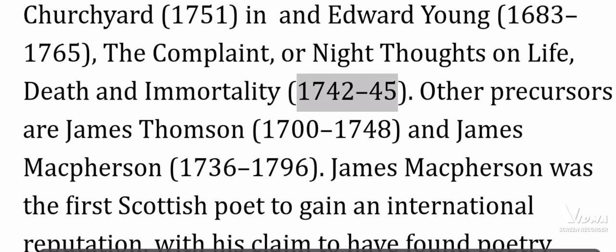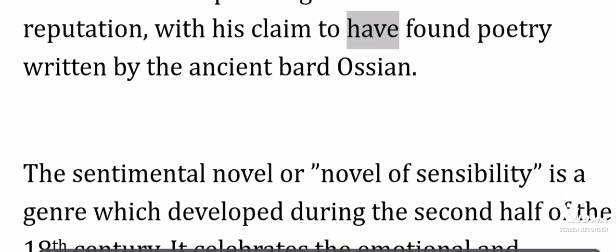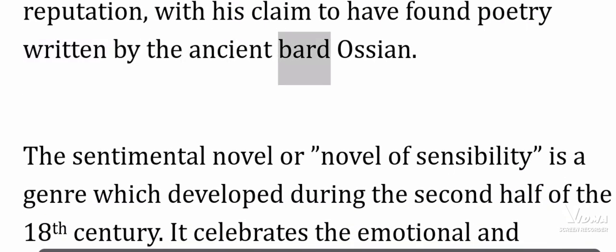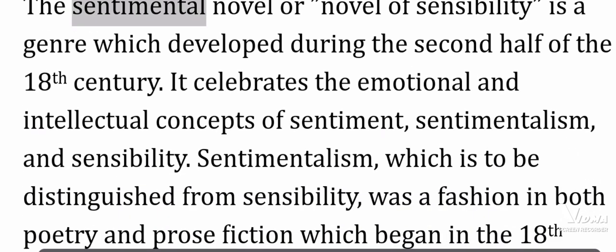1742 to 45. Other precursors are James Thomson, 1700 to 1748, and James Macpherson, 1736 to 1796. James Macpherson was the first Scottish poet to gain an international reputation, with his claim to have found poetry written by the ancient bard Ossian. The sentimental novel or novel of sensibility is a genre which developed during the second half of the 18th century. It celebrates the emotional and intellectual concepts of sentiment, sentimentalism, and sensibility.